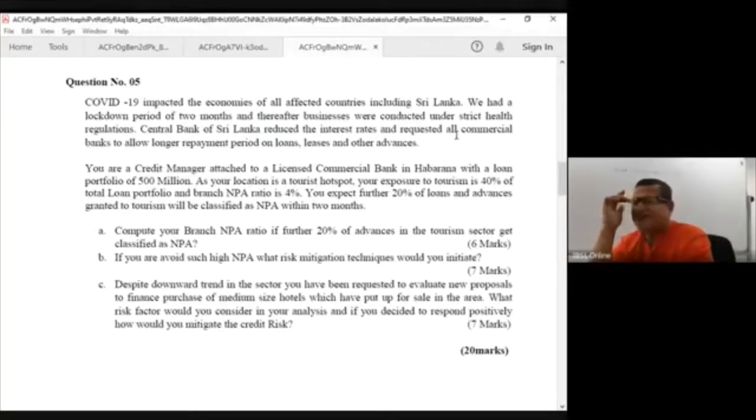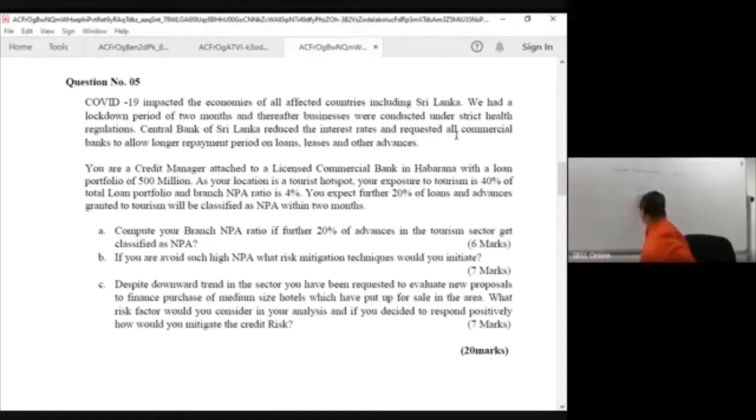You are a credit manager attached to a licensed commercial bank in Habarana with a loan portfolio of 500 million. So now we'll note down, your loan portfolio is 500 million. Your branch is in Habarana. What does that indicate? You are in a place which is a tourist hotspot. As your location is a tourist hotspot, your exposure to tourism is 40% of your total loan portfolio.